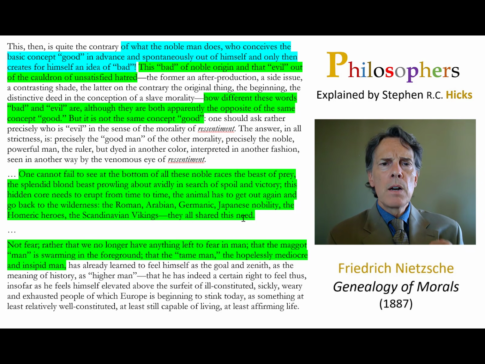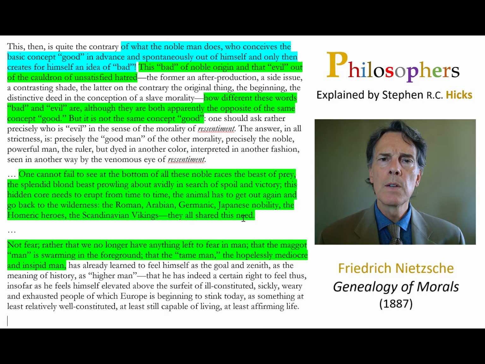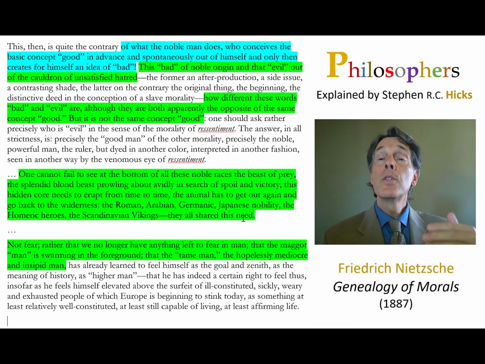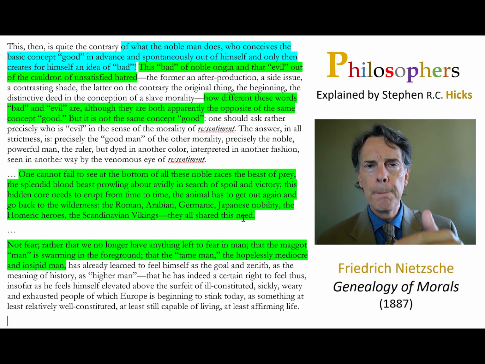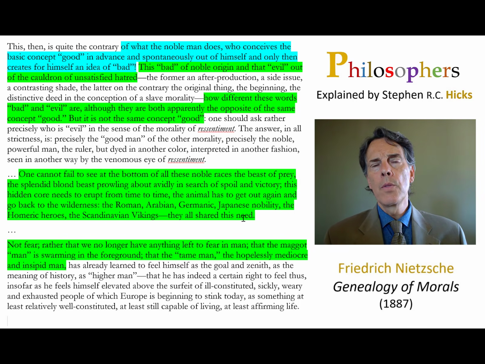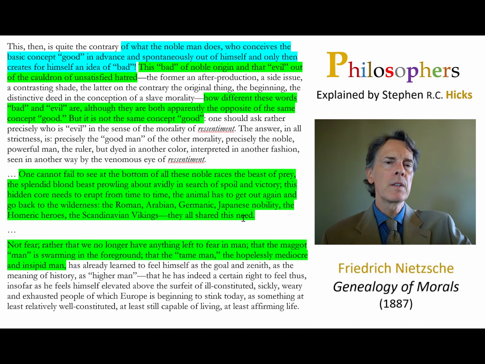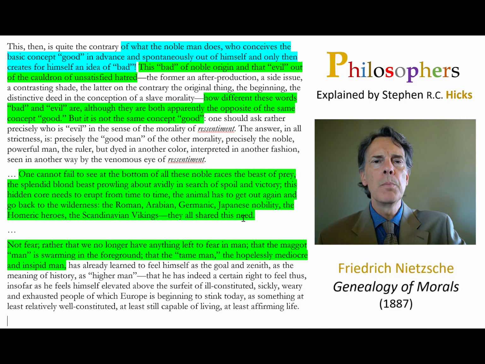The bad of noble origin and the evil out of the cauldron of unsatisfied hatred. So what we then are going to have is two types of moral codes, and Nietzsche is going to give them different labels. The noble master type thinks in terms of good and bad. So it's just, I'm good, what I do, and the kind of world that I want is good. Everything that is the opposite of me, weak, more ordinary, pathetic, that's just the bad.